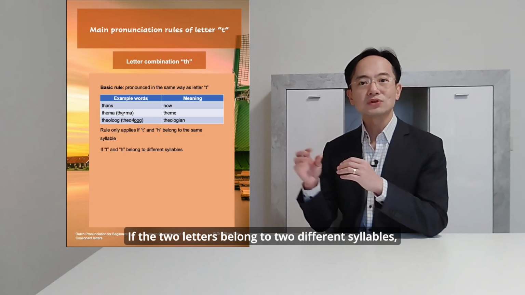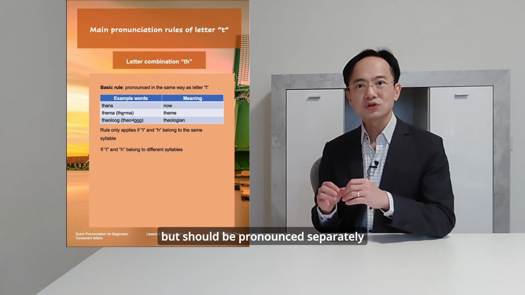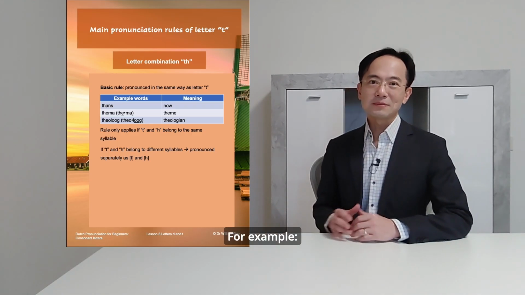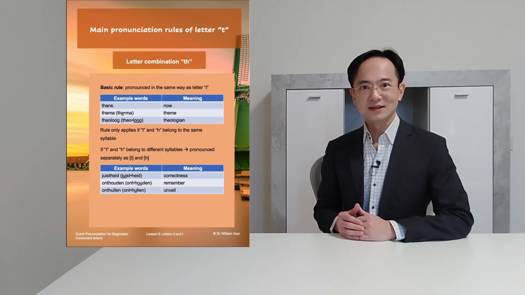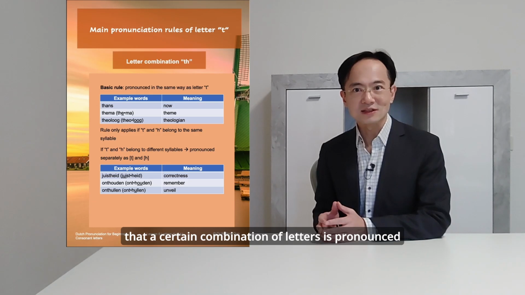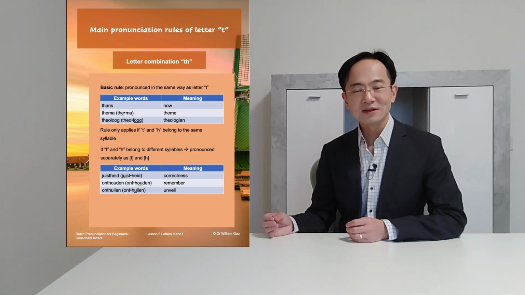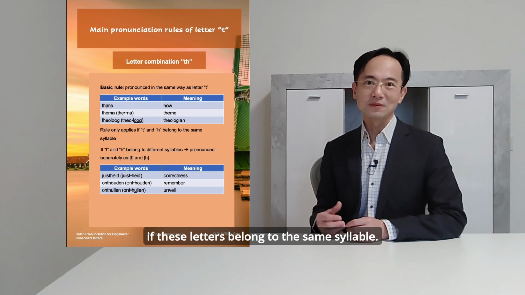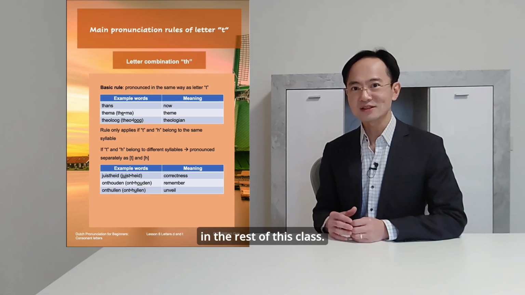However, this rule only applies if the letters T and H belong to the same syllable. If the two letters belong to two different syllables, then they can't be combined into one consonant T, but should be pronounced separately as T and H. For example, juistheid, onthouden, onthullen. In fact, whenever it's mentioned in this class that a certain combination of letters is pronounced as one consonant or one vowel, then such a rule usually only applies if these letters belong to the same syllable. For the sake of simplicity, I won't point this out again specifically in the rest of this class.